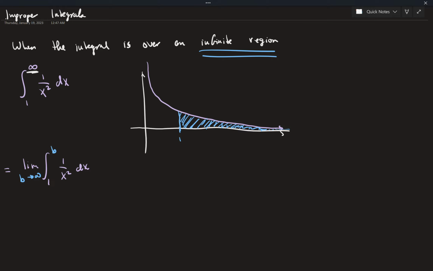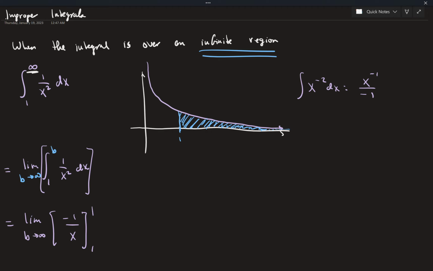So how would you evaluate this? Well, you just do the integral with the b in it, and then take the limit. This is the limit as b goes to infinity. How do we do this integral? It's x to the minus 2, which is x to the minus 1 over minus 1. So it's minus 1 over x. Then we do it from 1 to b. Keep the limit.